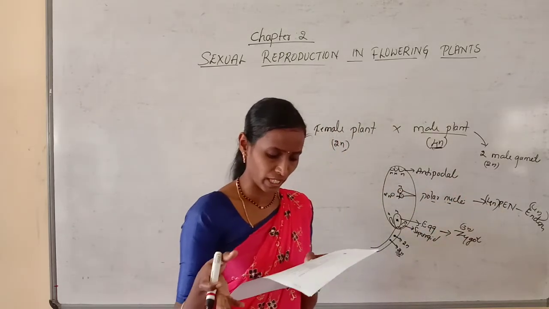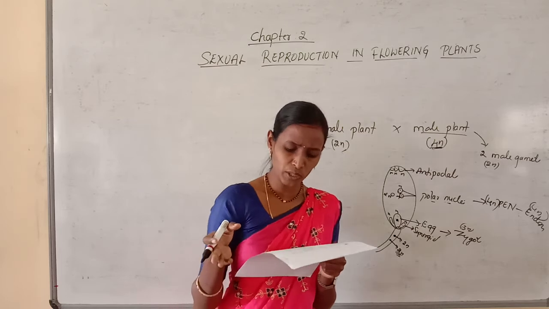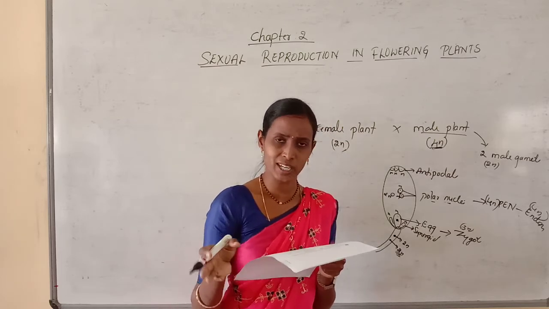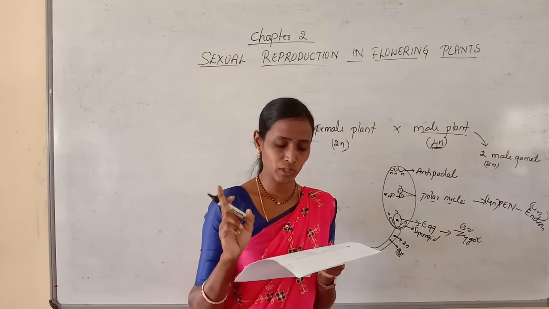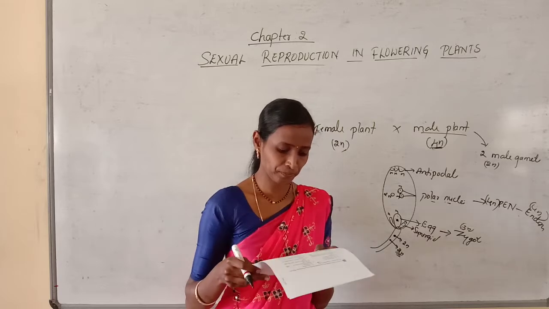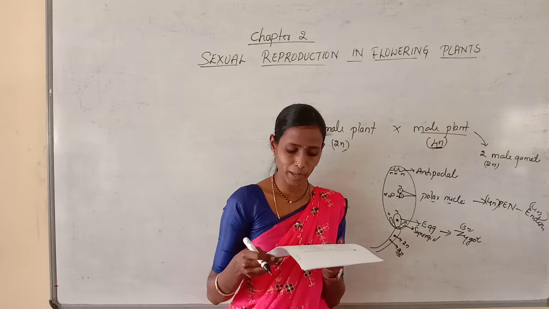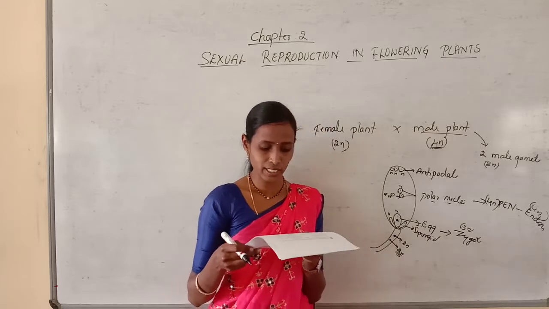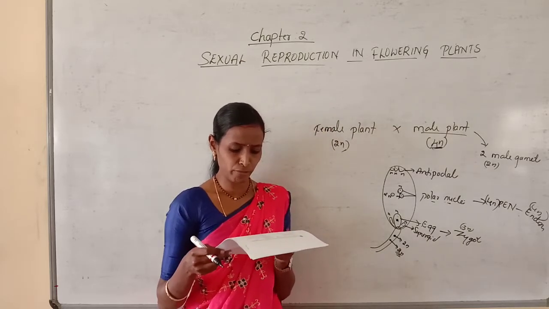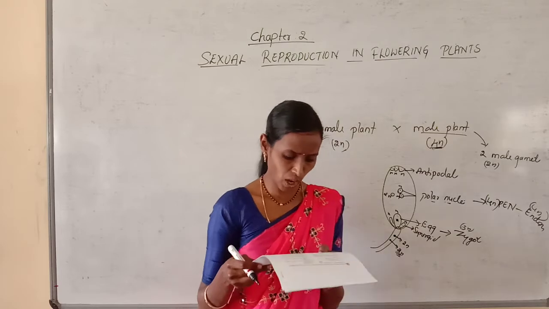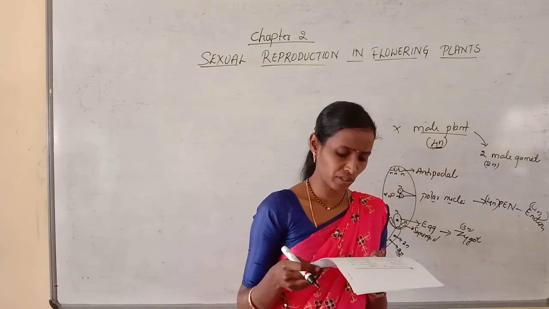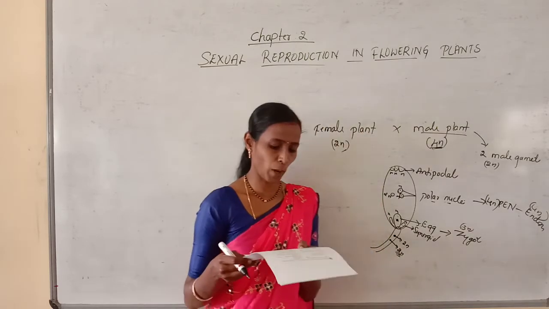So here option A, fusion of 1 polar nucleus and the second male gamete. Wrong. Not 1 polar nucleus, always 2 polar nuclei. And B, fusion of 2 polar nuclei and the second male gamete. Yes, this is the only correct one. And in option C, fusion of 4 or more polar nuclei. Wrong. And D, all the above kinds of fusions in different endosperms. Wrong. Here option B is correct.